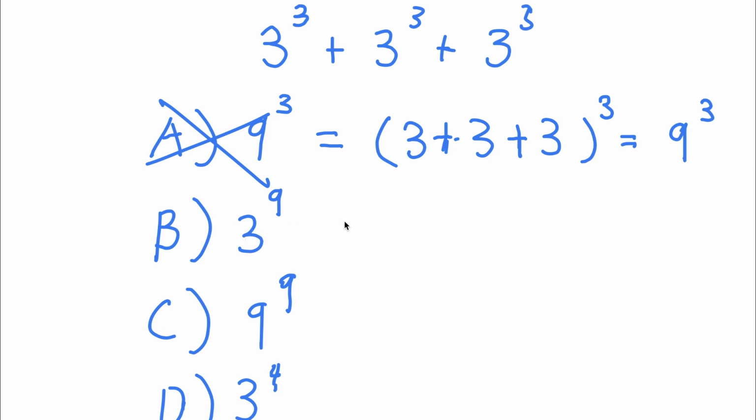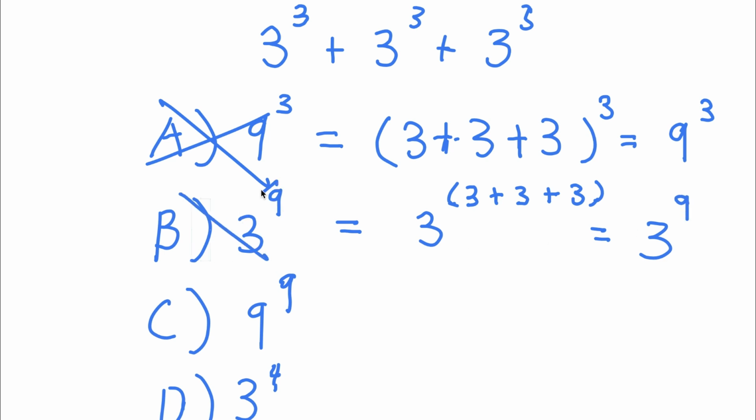So now for B, I have 3 to the power of 9, and how to get this is you keep the base the same and you add all the exponents. So you do 3 to the power of 3 plus 3 plus 3. And 3 plus 3 plus 3 is 9, so you get 3 to the power of 9. And this method is wrong as well. That's not the correct way to add exponents.